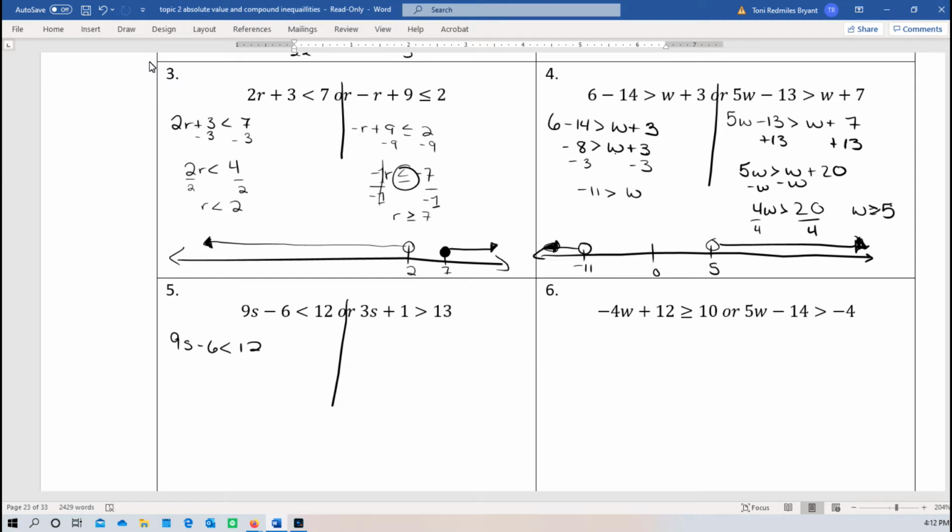All right, so the first thing I need to do is add that 6 to both sides since it's subtracting the s. I want to do the opposite operation. The next step is to divide out the 9, and s is going to be less than 2. Over here, I got to subtract the 1 from both sides because it's adding. That's going to be 3s is greater than 12. Divide out the 3, and s is greater than 4.